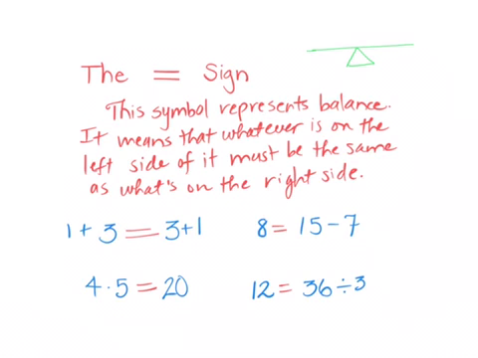What does the equal sign represent? Basically, this symbol represents balance. It means that whatever we have on one side, on the left side of the equal symbol, must be the same as what's on the right in order for the equality to hold. So it shows equality. Notice in this example, 1 plus 3 is equal to 3 plus 1, since both are equal to 4, and therefore this is a true equality. Likewise, 4 times 5 is equal to 20.